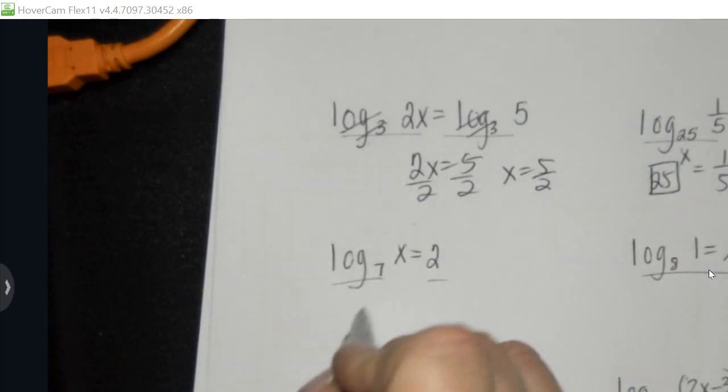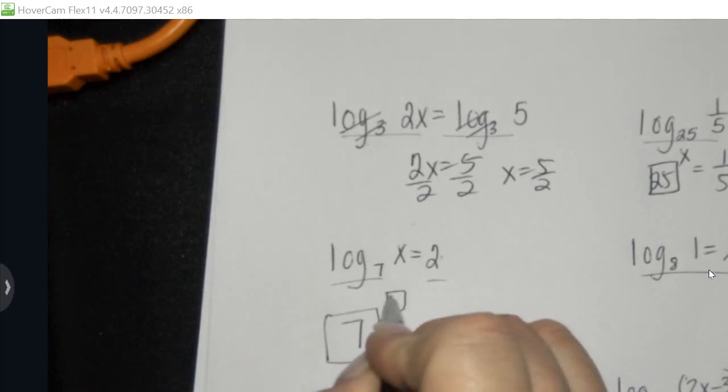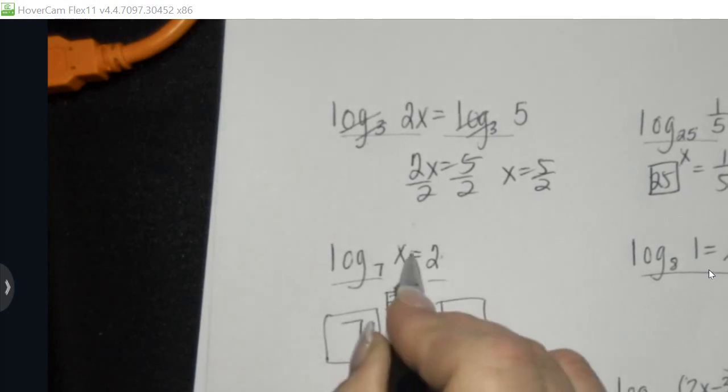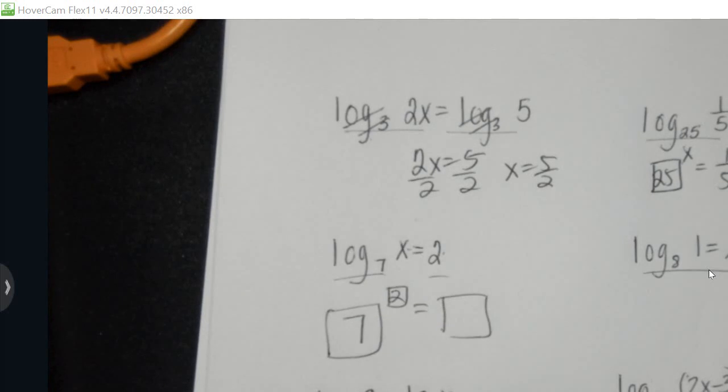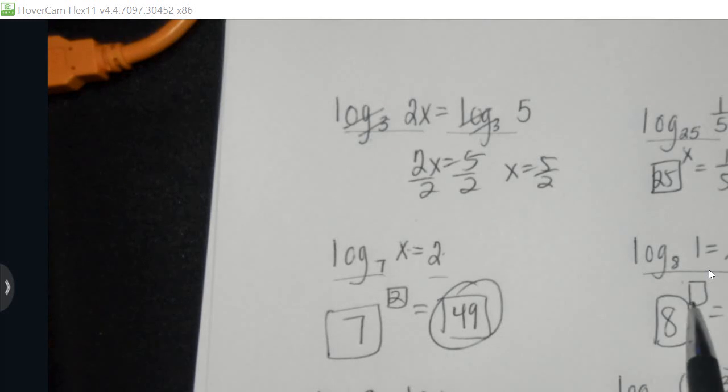Let's go over here. Again, similar situation. The base is 7. We're going to raise it to the opposite side, which is 2, and it's going to equal this answer. 7 squared is 49. Situation here. We have 8 raised to what exponent equals 1? This is sometimes a tricky one, and a lot of students want to write 1. Remember, any value raised to the 0 power equals 1.